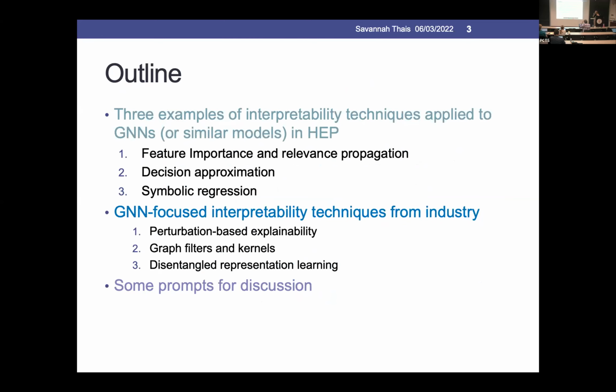So a quick outline: I'm going to first go through 3 different examples of interpretability techniques that we've applied in HEP. 2 of them use GNNs explicitly. 1 of them does not use GNNs, but I'll make some comments about how this could be extended to GNNs. And then I'll also show some examples of GNN-focused interpretability techniques that have been developed from, I say industry here, but by that I mean broader machine learning outside of physics. And then some prompts for discussion that I think we should talk about.